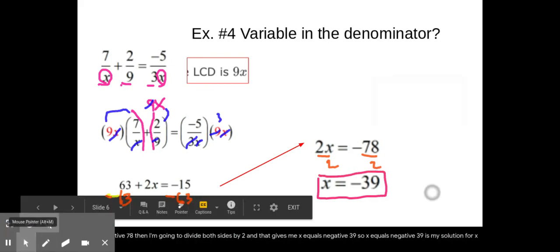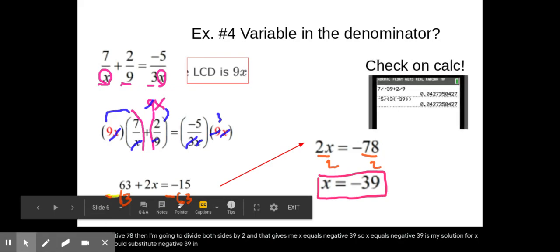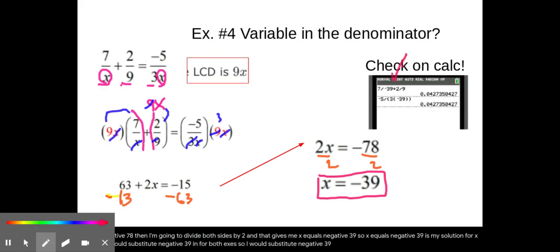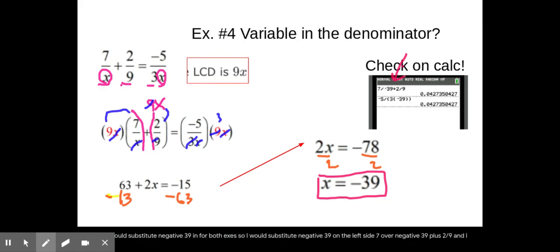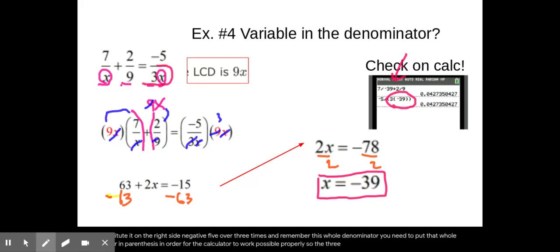To check, I would substitute negative 39 in for both x's. So I would substitute negative 39 on the left side, 7 over negative 39 plus 2/9. And I would substitute it on the right side, negative 5 over 3 times. And remember, this whole denominator, you need to put that whole denominator in parentheses in order for the calculator to work properly. So the 3x is going to be a whole unit. So you need to put that whole 3x in parentheses.